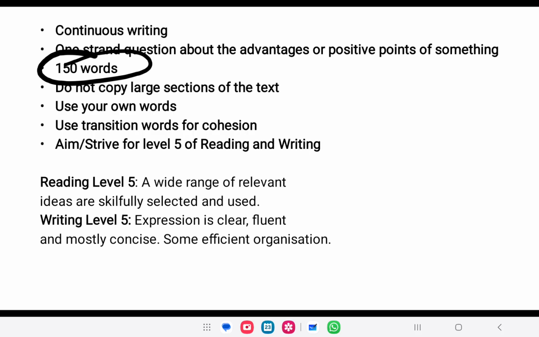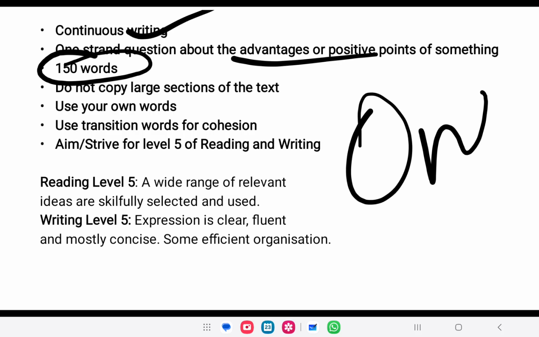There used to be many different strands in a question, so it was difficult to sum that up in 150 to 180 words. But now this is just one strand. Just one strand. Keep this in your mind. This is going to be one strand, so 150 words is not a problem.